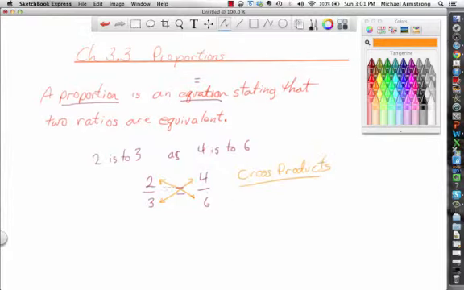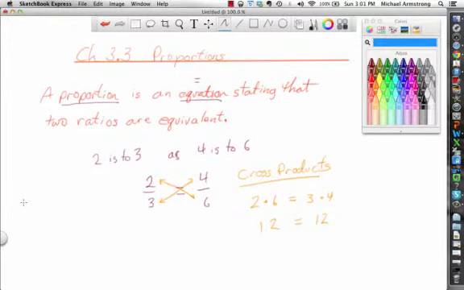Okay, so the cross products: 2 times 6 should be equal to 3 times 4. And we can see that they are, because they are each equal to 12. So if we have something, we can usually use cross products to test to see if they are in fact proportional. And they should be. That's one quick thing that we should be doing. Let's look at something else.